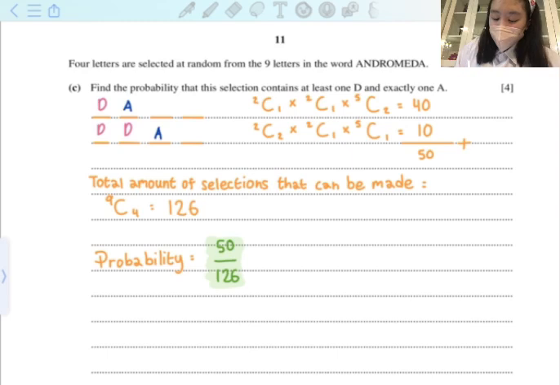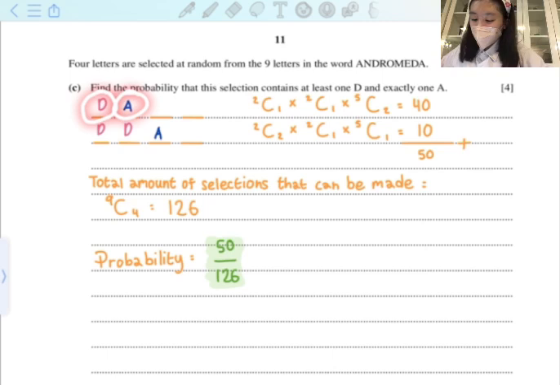You can make 4 selections, but they have to contain at least 1 D and exactly 1 A. So let's see here. Let's say that you have 1 D in the selection and 1 A in the selection. So 2 choose 1 times 2 choose 1 times 5 choose 2. If you're wondering where I got the 5 from, the 5 is because after you take the 2 Ds and 2 As out, you would be left with 5 letters, and you choose 2 of those from the remaining 5 letters. So 2 choose 1 times 2 choose 1 times 5 choose 2 would be 40.